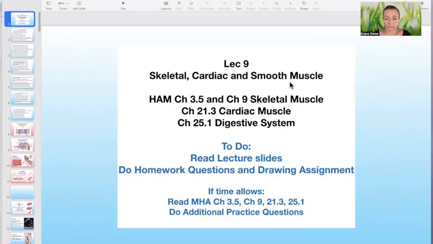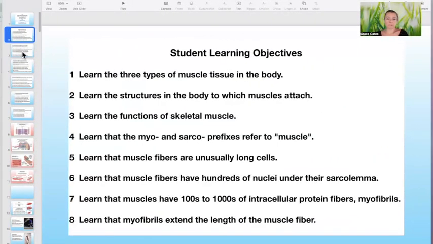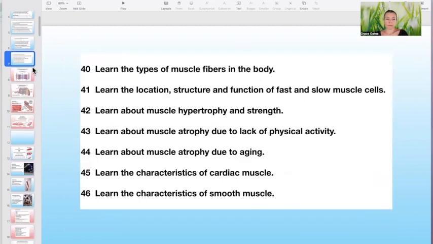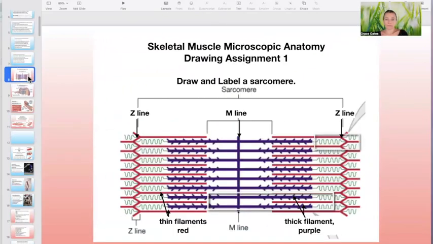This is the lecture on muscle. Okay, so muscle. This lecture is based on part of chapter 3 from Martini's, 3.5, and chapter 9 on skeletal muscle, a little bit from chapter 21.3 cardiac muscle and 25.1 digestive muscle. Here are the learning objectives written out in detail, and here are the drawing assignments.